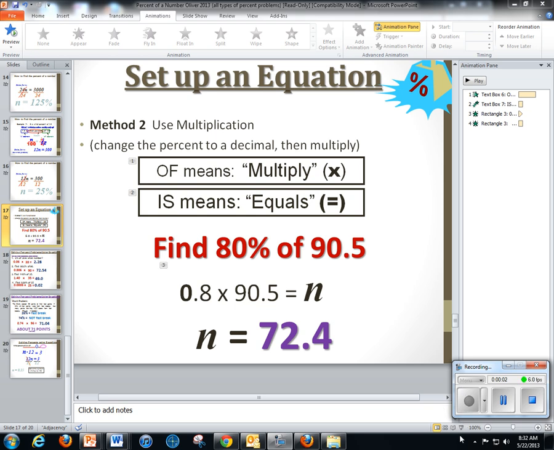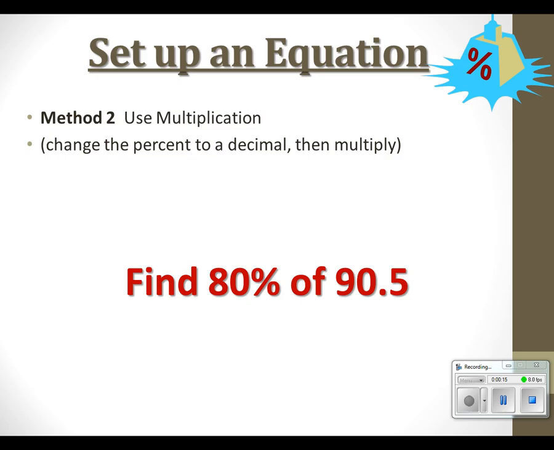Alright, go ahead and get out your notebooks. Make sure you guys are writing these notes, and let's go ahead and start our lesson on solving percent problems. Now these are basically called percent of a number problems, and let's go ahead and start right up here.